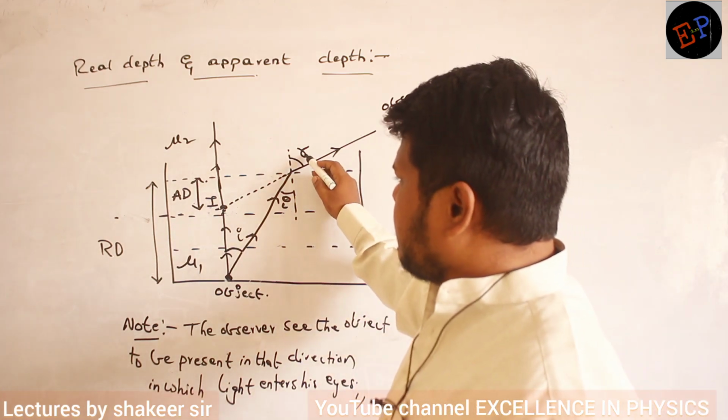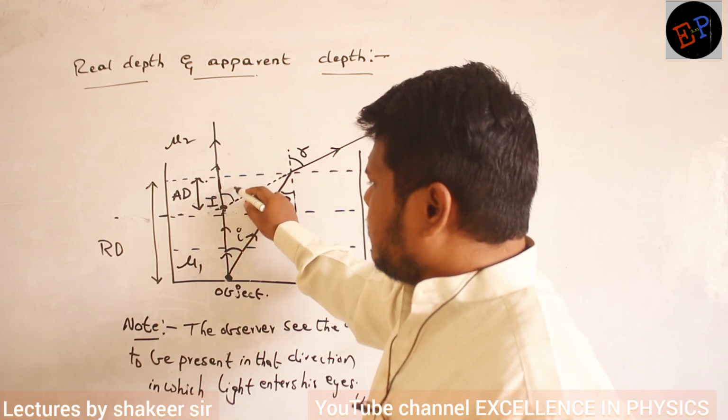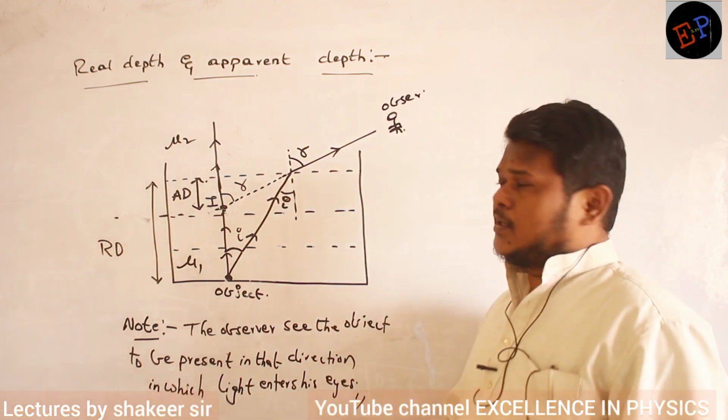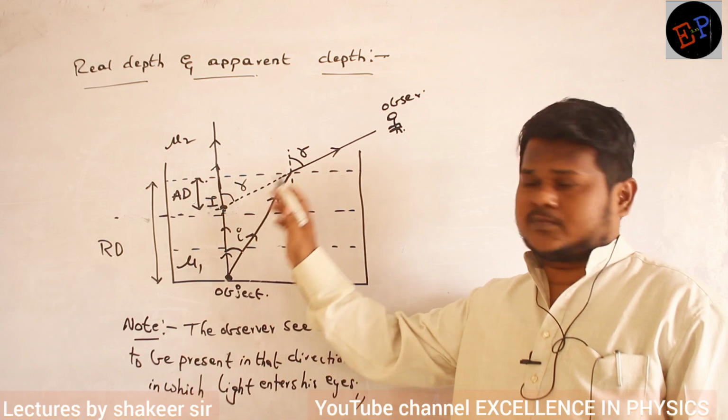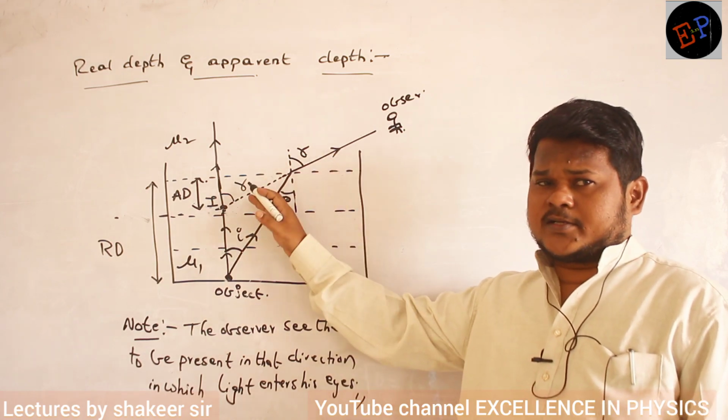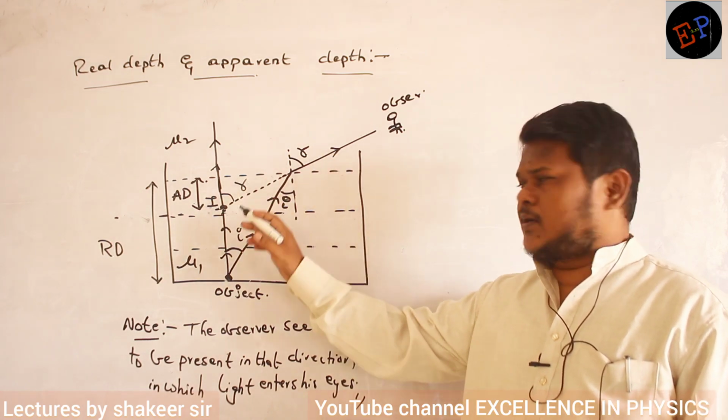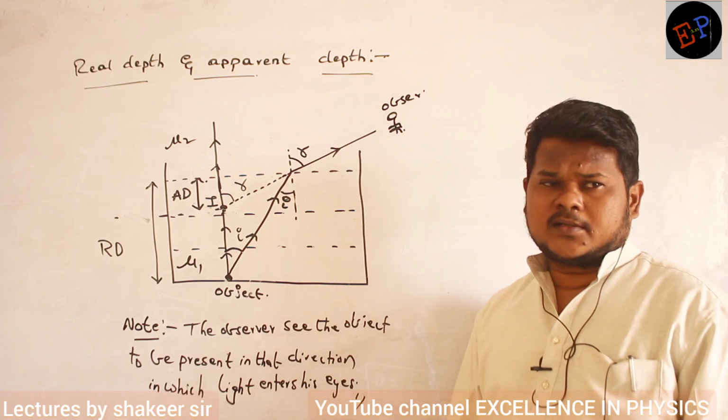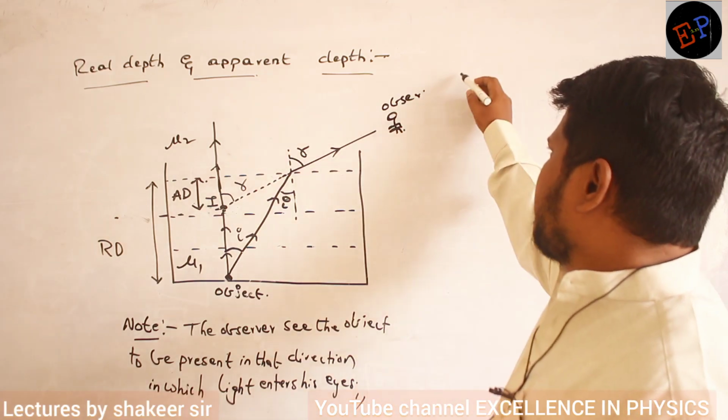Similarly, if this angle is angle R, what is this angle? This angle is also angle R only, and they are corresponding angles. These two are what kind of angles? Corresponding angles. Corresponding angles are equal. Alternate angles also, they are equal. Okay, ma? Now again apply Snell's law.